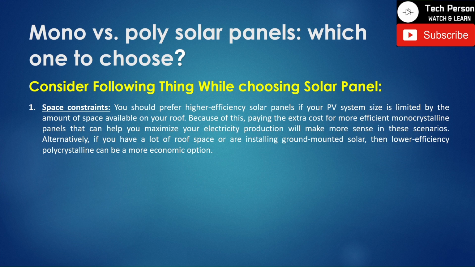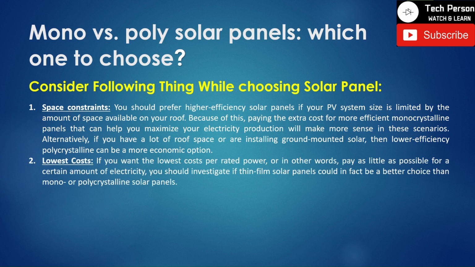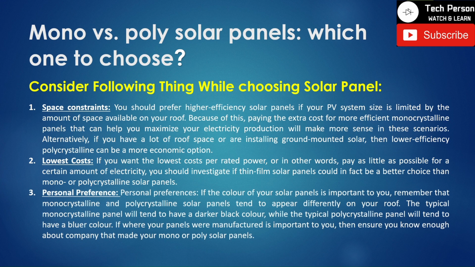If in some places we have limited space and we need more power, in that case we have to choose that panel which is space efficient, which is monocrystalline solar panel. The second factor is the cost, how much budget you have for the project or for your installation. That is the second factor which we need to consider. And then the personal preferences.